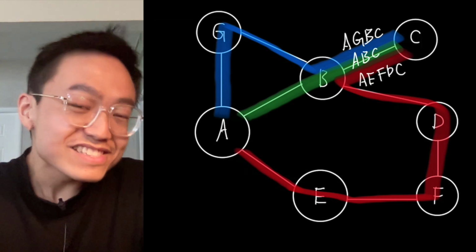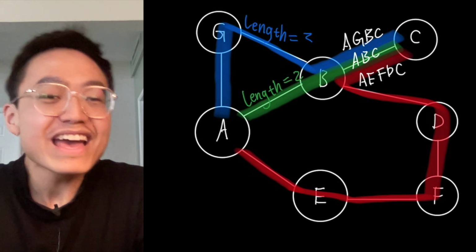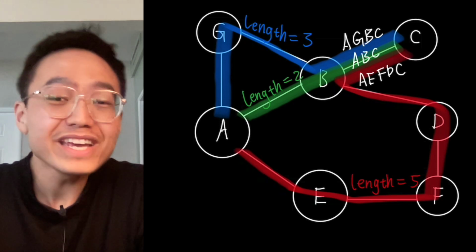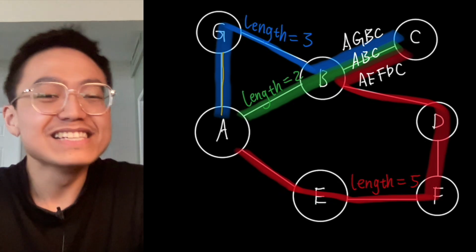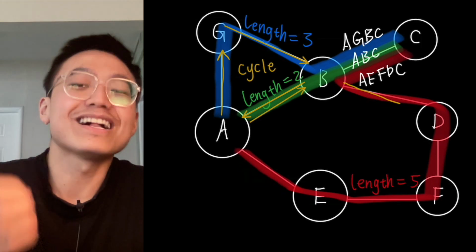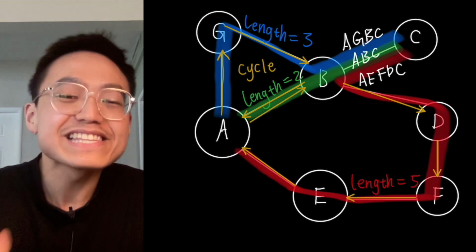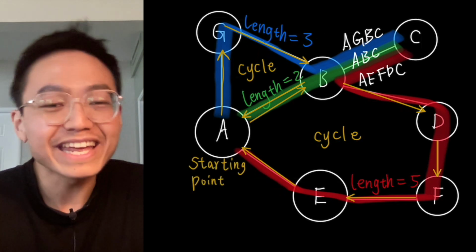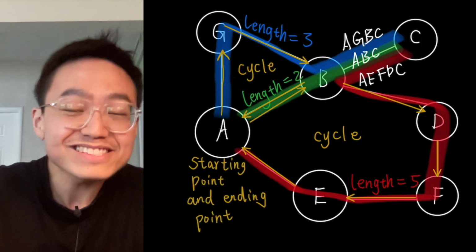The path length is the number of edges in a path. The path lengths from A to C are 2, 3, and 5 respectively. A cycle is a path where the starting point and the end point are the same vertex. In this example, ABDFE forms a cycle. Similarly, AGB forms another cycle.